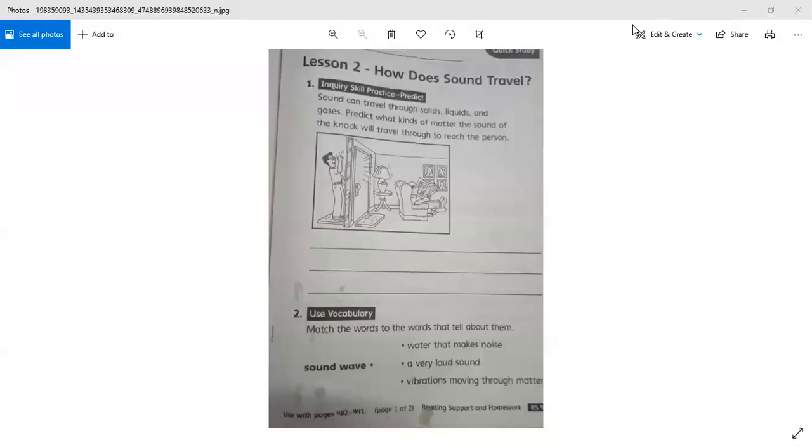Okay, Jumana, please, I want to see page 93 in the science workbook. Okay, we will start to write. Let's write the date here. Today is June 6th.